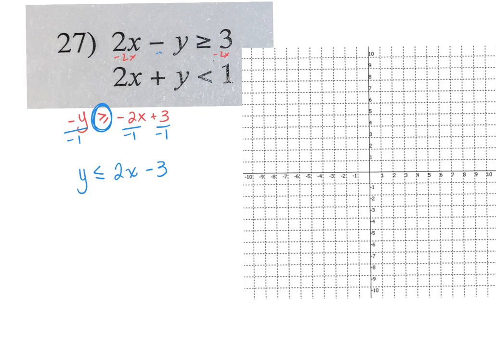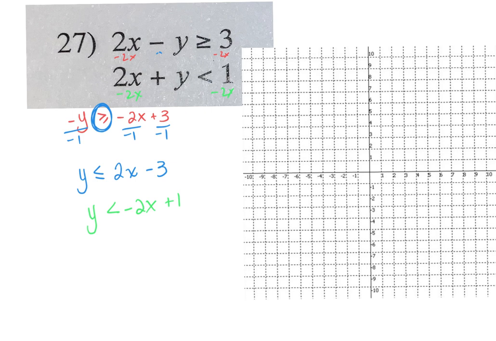For the second one, it's simpler. I just have to subtract that 2x over. So the second one becomes just y is less than -2x plus 1. All right, so then I'm going to graph these.